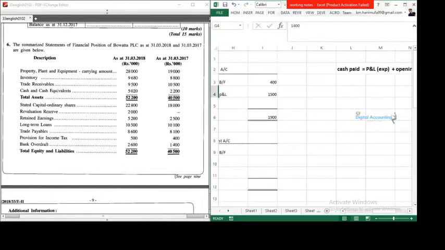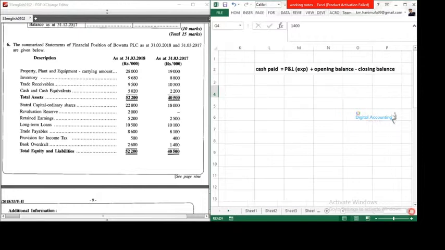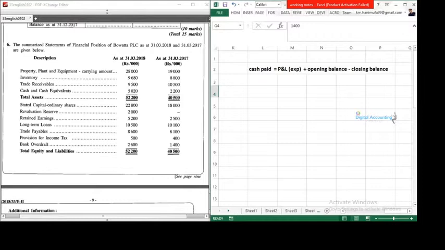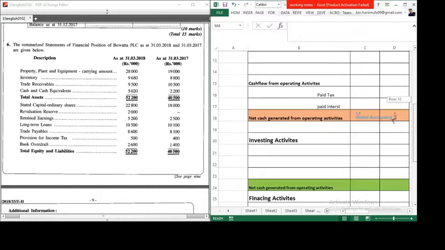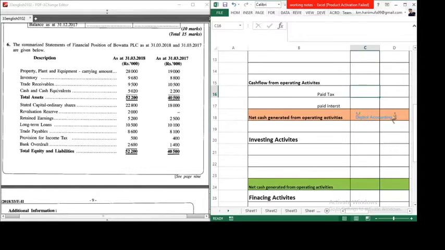You can also use it in this equation. How to calculate the cash paid: this is the formula. Paid value equals the P&L plus the opening balance of the tax, minus the closing balance. You can see the opening balance. This formula can be used here, so you can post the transaction. We can go for that from the cash flow statement. You need to do this. The tax paid is 1,400.